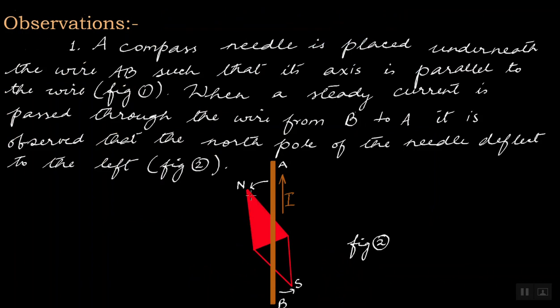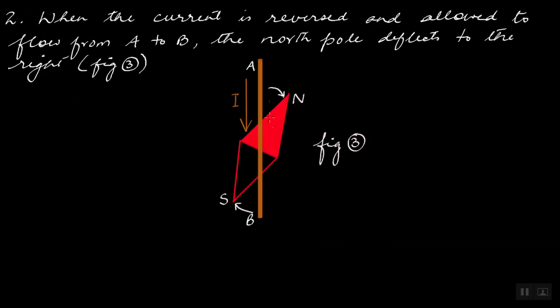First, the compass needle is placed below the wire, and current is allowed to flow through the wire from B to A, in the direction of this current I. When current is flowing from B to A, it is found that the north pole of the magnet deflects towards the left side. Now the direction of the current is reversed, and the current is allowed to go from A to B. When this is done, the deflection of the magnet is also reversed. Now it goes towards the right side.